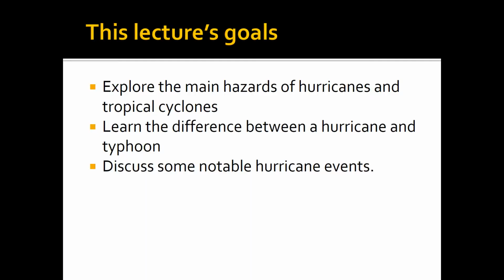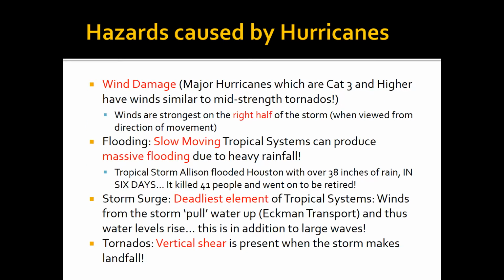So the goals for this lecture are first to explore the main hazards of hurricanes and tropical cyclones. Then we're going to talk about the difference between a hurricane and a typhoon, why we name them, how we name them, and then we're going to discuss some notable hurricane events. So hurricanes like Katrina or the 2017 outbreak, Harvey, Irma, Maria. What was happening there?